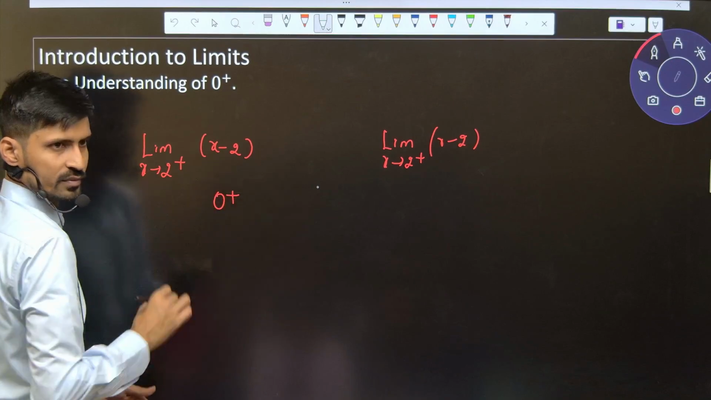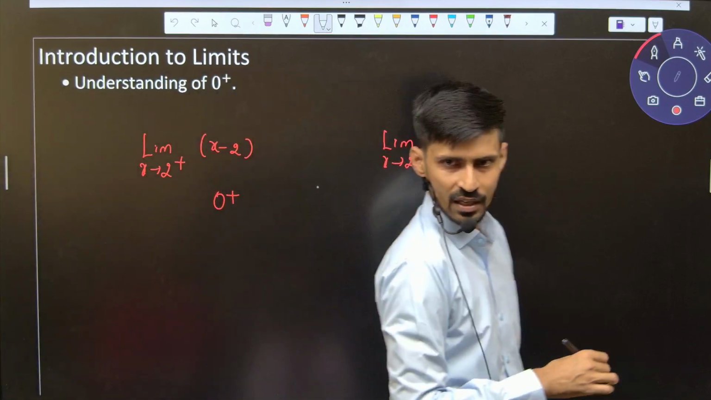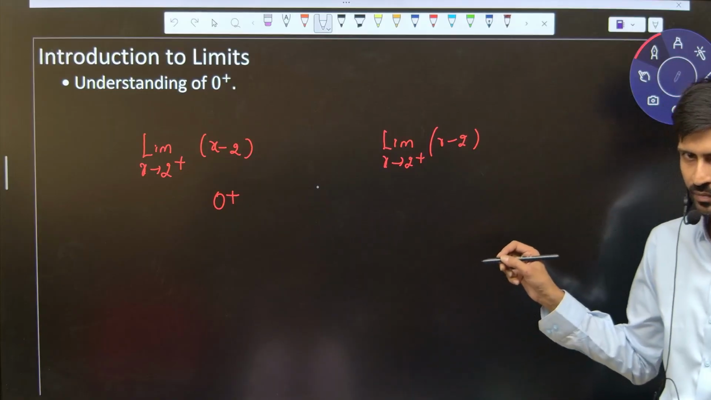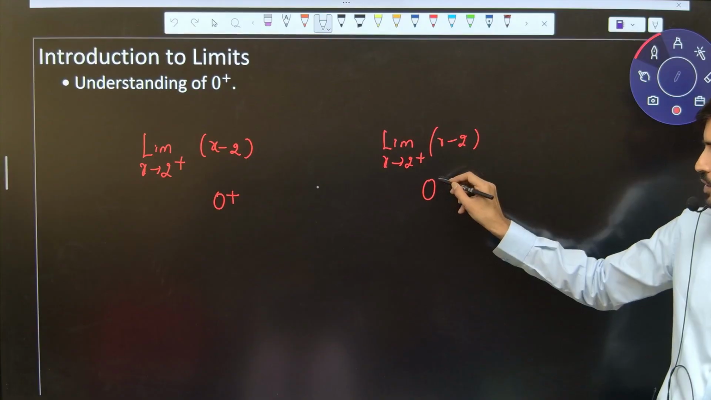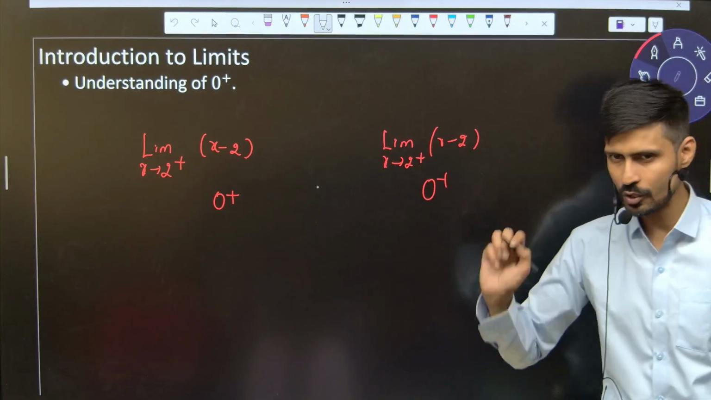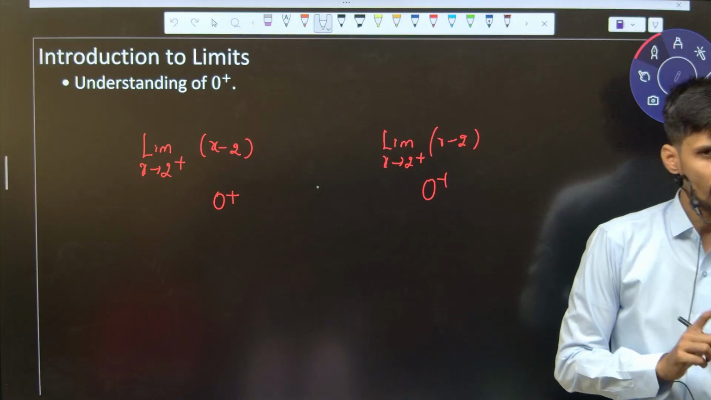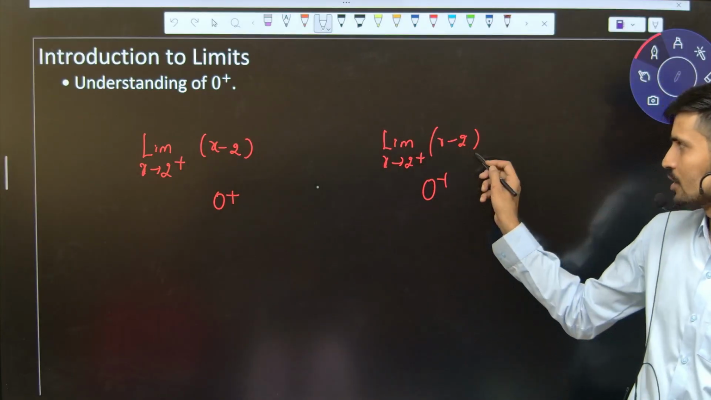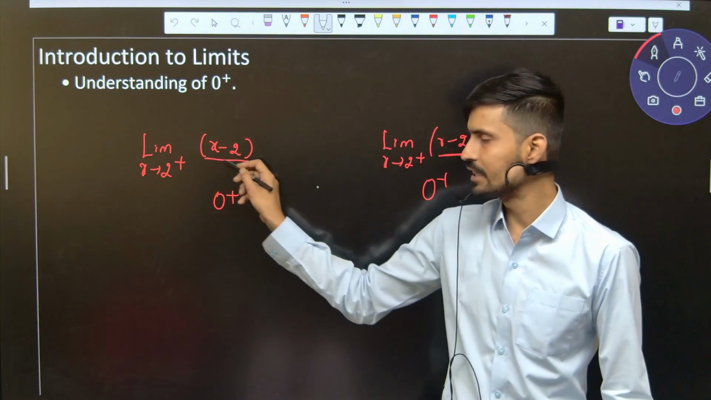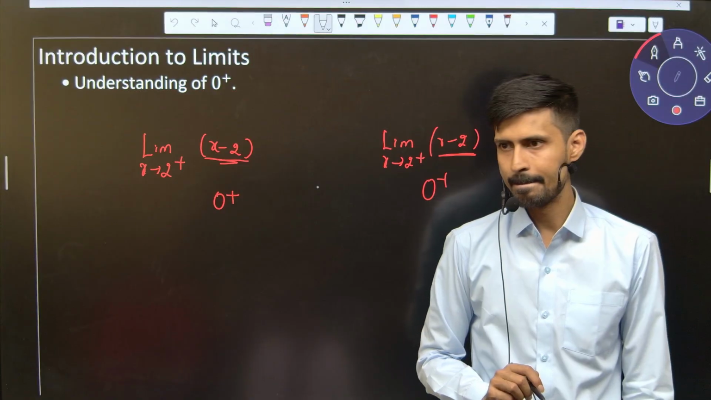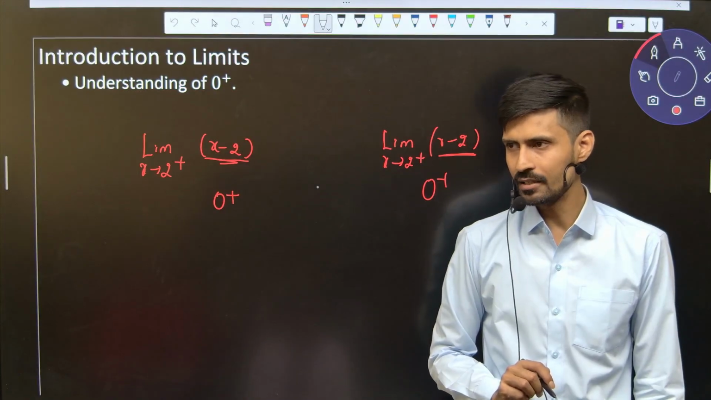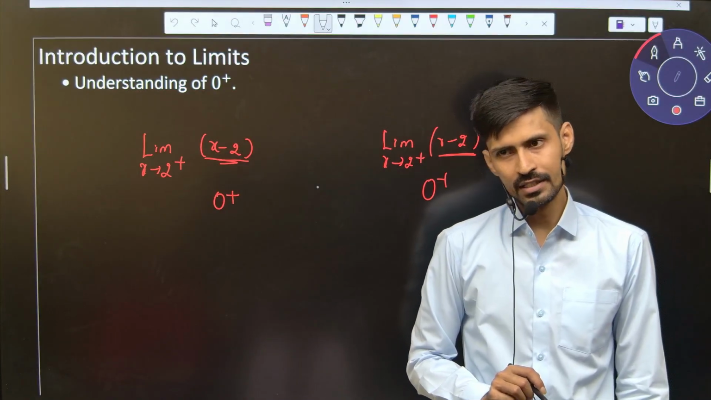Yes or no? Yes, na? Now again same here, 2 plus minus 2. Again this will give 0 plus. Now tell me whether both 0 plus are same or not. Both 0 plus are same. Why? Because their function is same. Both are generating from same function. Okay, na?